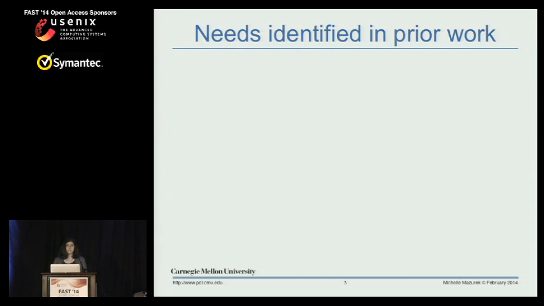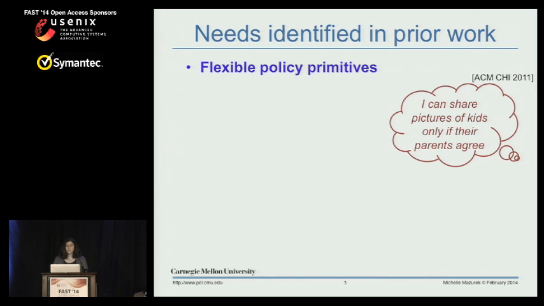So there's a lot of prior work, especially in the HCI literature, talking about what people really need in terms of access control for their personal data. A few of the things that we know people need are flexible policy primitives. Here are just a couple of examples of the types of policy that people might want to implement. This came out of a user study that I and my colleagues worked on. This is an example of someone who wants to share photos of the children that she works with in a community organization, but only if their parents agree that it's okay.